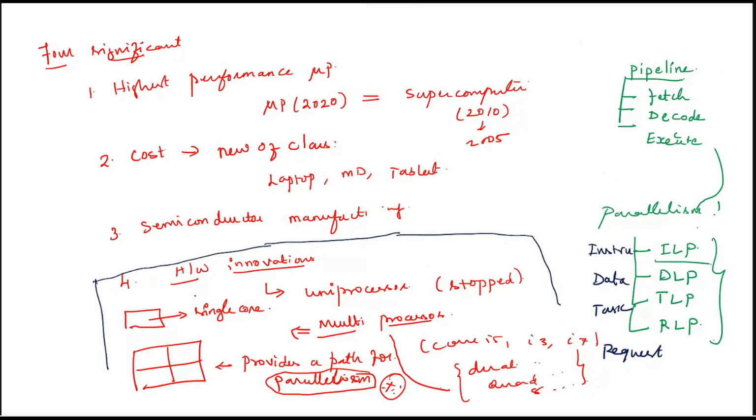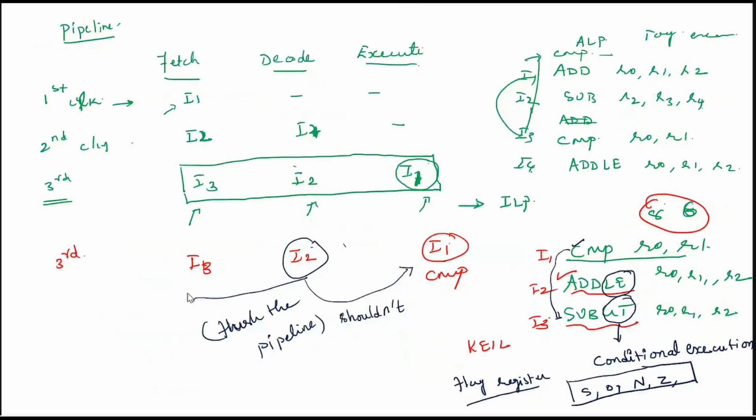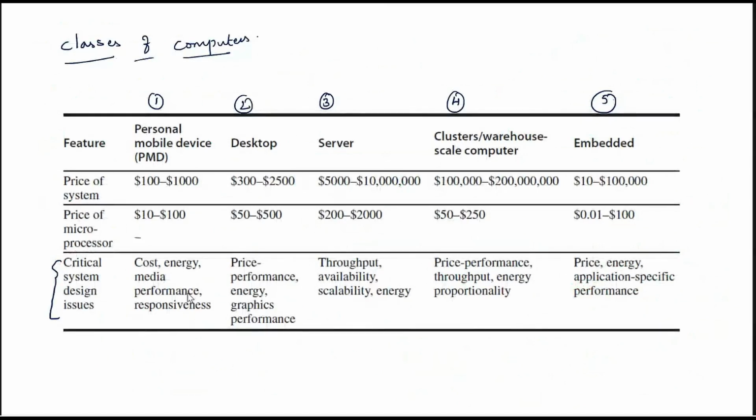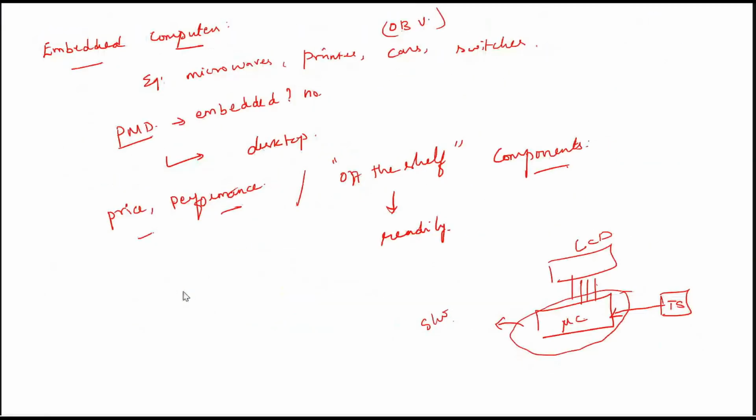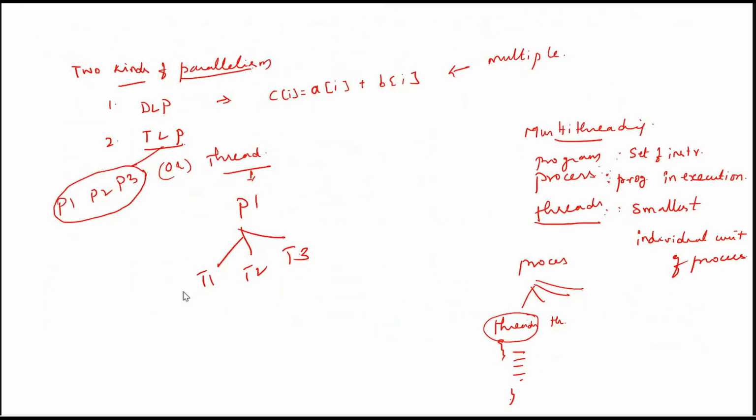Wherein the concentration has moved on to the multi-core processor. Since it has moved on to multi-core processor, parallelisms come into the picture. When you talk about parallelisms, we have multiple kinds of parallelisms. So with the help of which kind of architecture do we need to exploit these parallelisms? Also before that, we have various classes of computers: PMD, desktop, servers, cluster or warehouse scale computers, and embedded devices, and each has its own critical system design issues that have to be met. And parallelisms we can do only with the help of the applications. So either we can go for data level parallelisms or task level parallelisms.